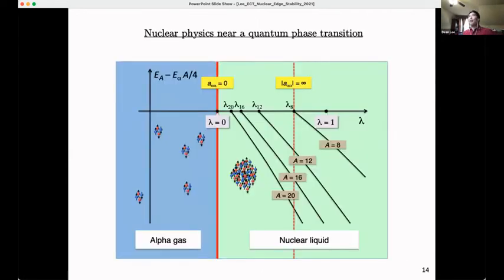So what we have shown is that there's actually this quantum phase transition as I change from a local interaction to a non-local interaction. This side over here is a local interaction, and this side over here is a non-local interaction. We can actually go through a quantum phase transition where we have the alpha gas here. And at this point, the scattering length for alpha-alpha is 0. At this point here, the alpha-alpha scattering length is infinity, or what's called the unitary limit. And that's when we get these nuclear liquid droplets to form.